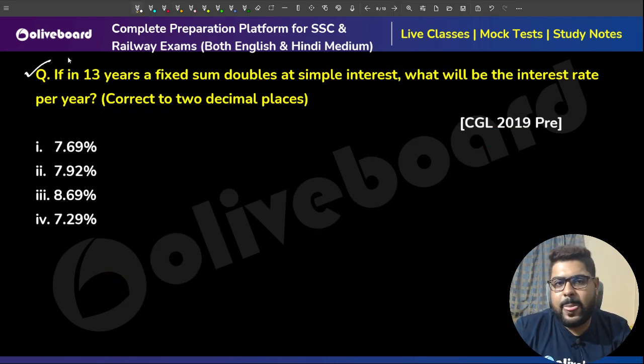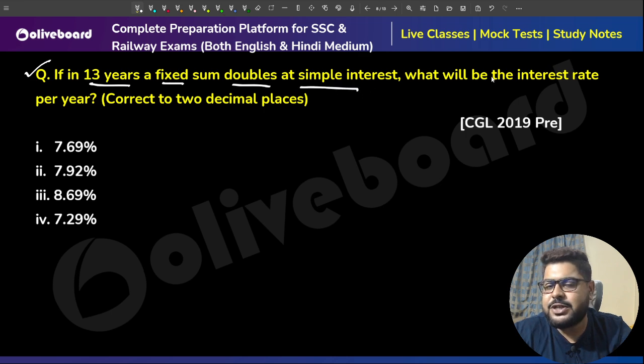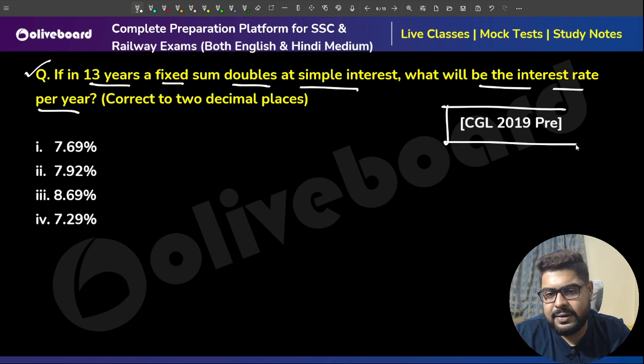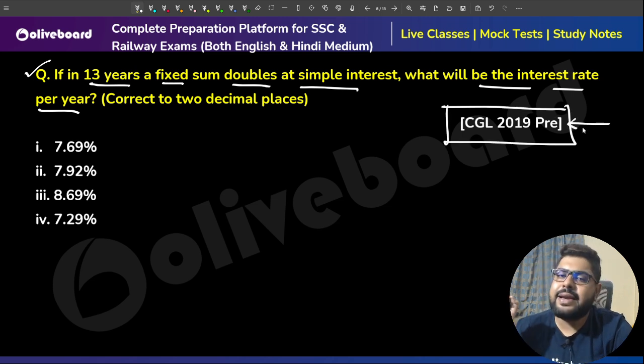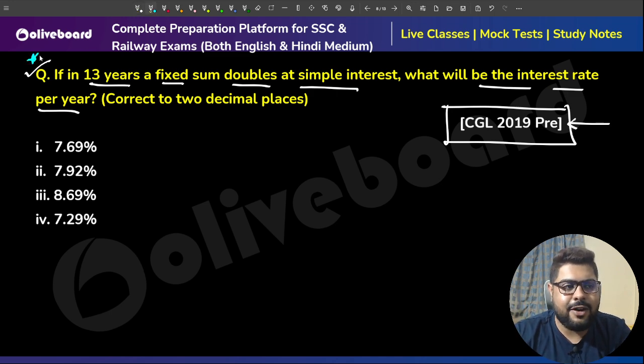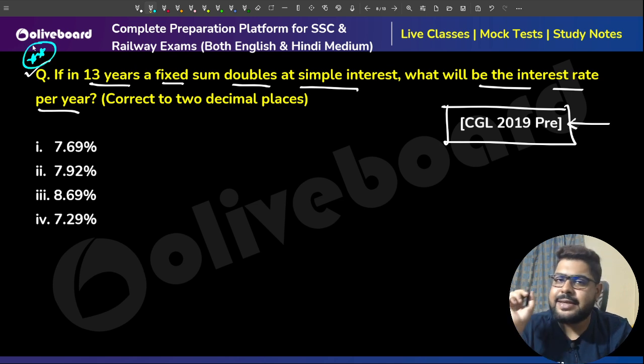Next one, sir. If in 13 years a fixed sum doubles at simple interest, what will be the interest rate per year? CGL 2019. Now this is one type which CGL asks very often, CGL as well as CHSL, SSC exams mainly.